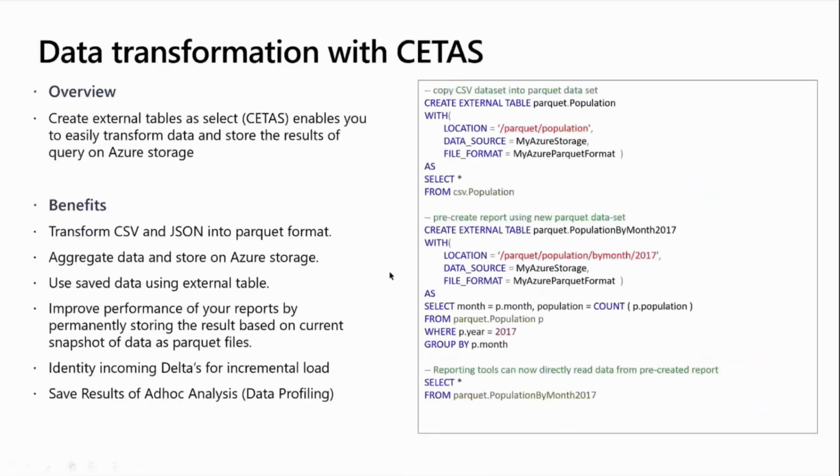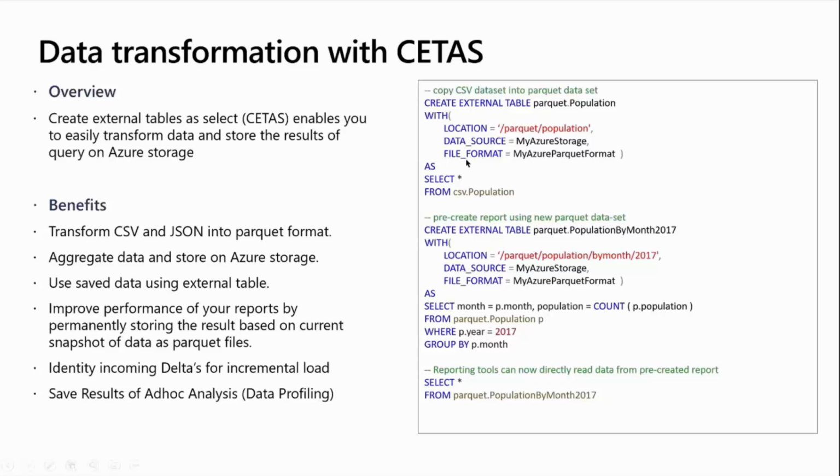So the primary way to do that is to create an external table. What I'm doing here is saying, okay, I'm going to create this external table called parquet.population. I'm going to say it goes to this /parquet/parquet population folder. I'm going to tell it the data source, so that's giving me the connection and the authentication, and then I'm going to use the Parquet file format.